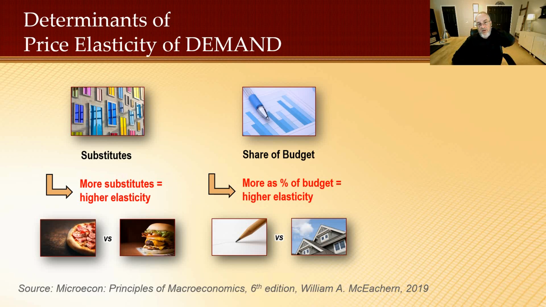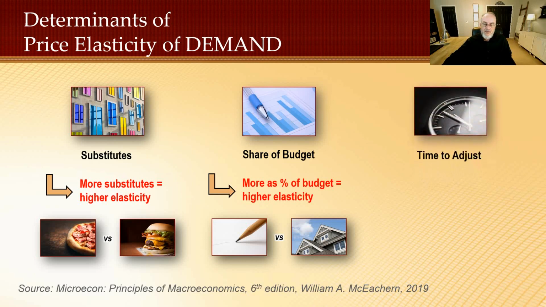But if I'm looking at houses and a house price goes from $300,000 to $360,000, and the monthly payment goes from $1,500 to $2,000, now I'm very sensitive to price, and so I would look somewhere else or probably not even buy. So the share of the budget determines how elastic your product is.